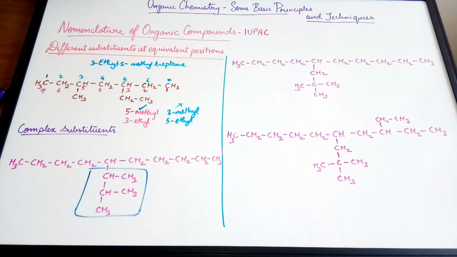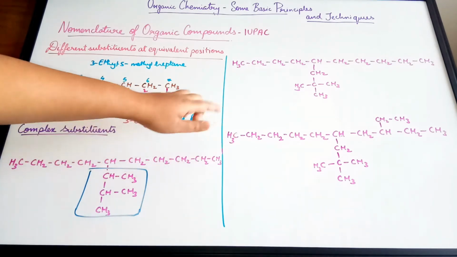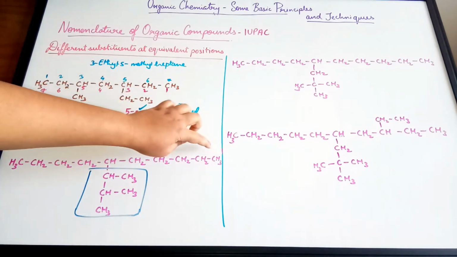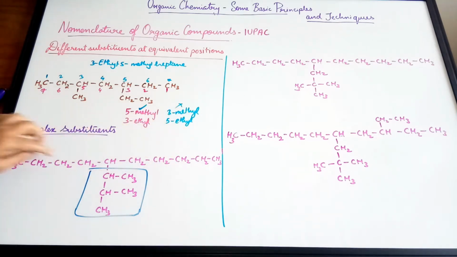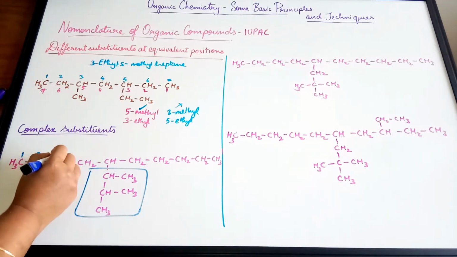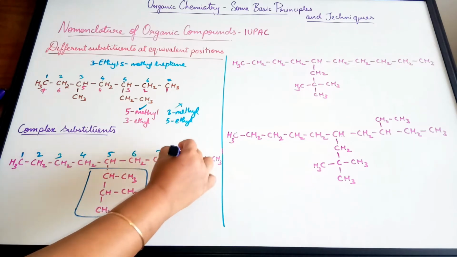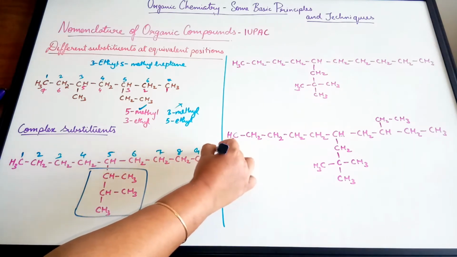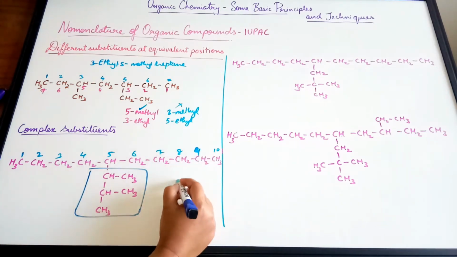Now let's number it. If we go from left to right, 1, 2, 3, 4, 5, 6, 7, 8, 9, 10. And then from right to left, it's going to be 1, 2, 3, 4, 5, 6. So obviously it's at the 5th position. So we'll be doing it in this order: 1, 2, 3, 4, 5, 6, 7, 8, 9, and 10. So that's our longest chain. So that's a decane.